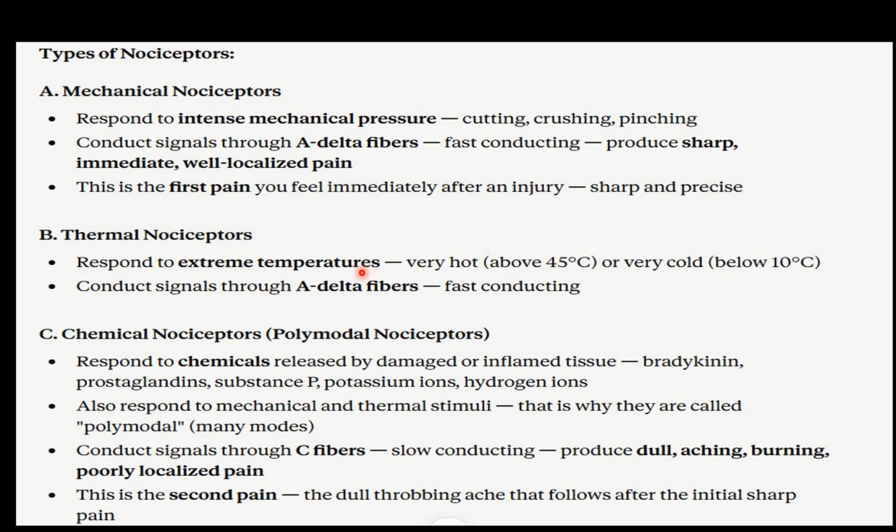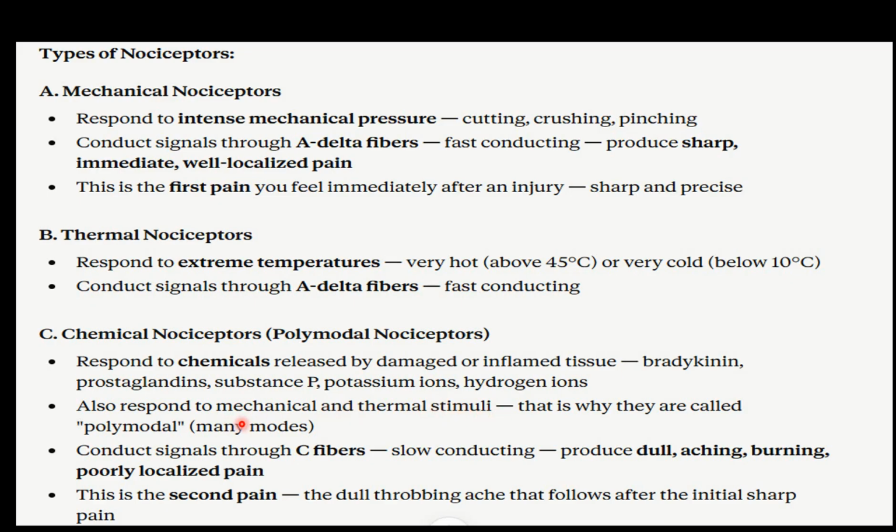Okay, now the next thing is chemical nociceptor, which is also known as polymodal nociceptors. Now in case of polymodal nociceptor, it responds to chemicals released by the damaged or inflamed tissue. Okay, they are released by the damaged or inflamed tissues. Bradykinin, prostaglandin, substance P, potassium ions and hydrogen ions.